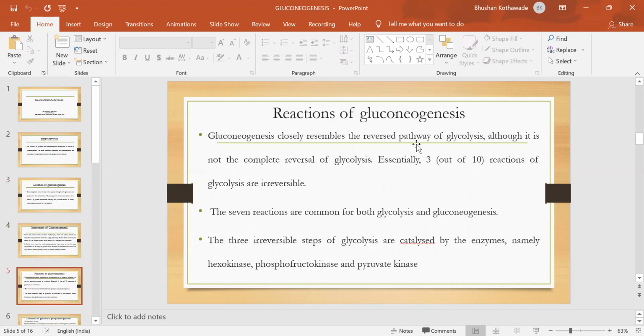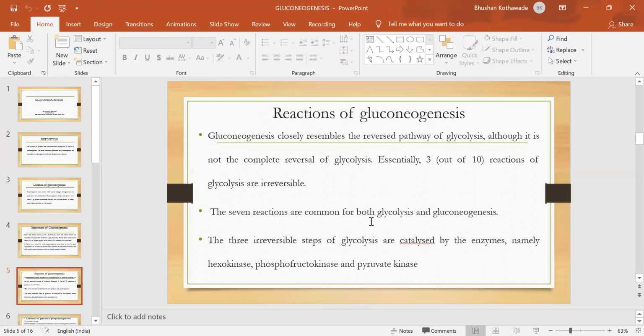There are three key steps in gluconeogenesis. As I already told you, gluconeogenesis is the reversal of glycolysis, but not a complete reversal, because we have discussed that there are 10 steps in glycolysis, and out of those, 3 steps are irreversible. For those 3 irreversible steps, different enzymes are used in gluconeogenesis. So those 3 irreversible steps are important, and we are going to discuss them.